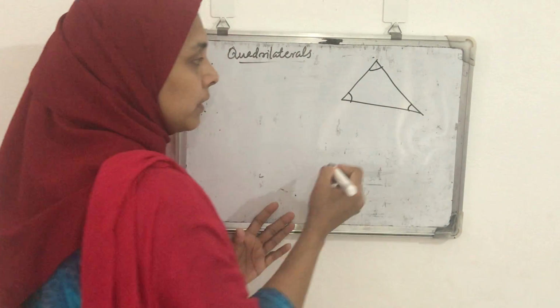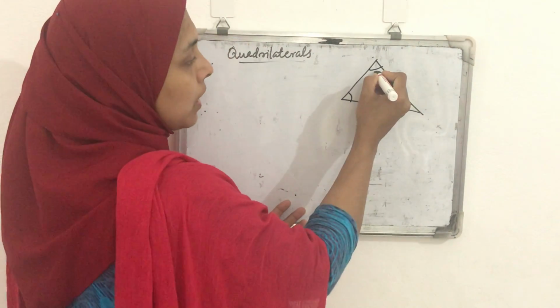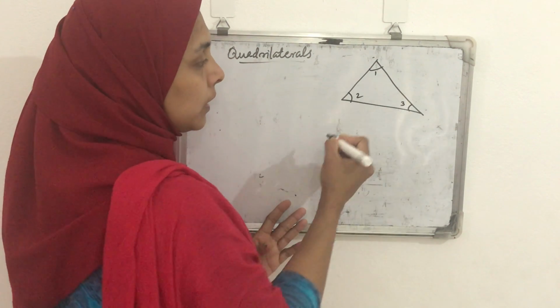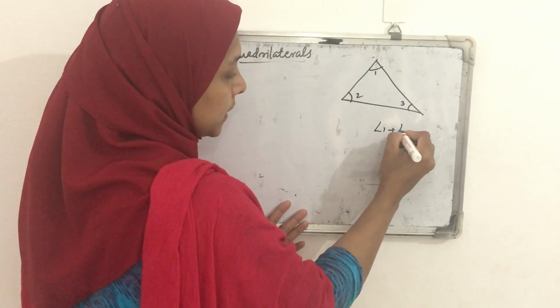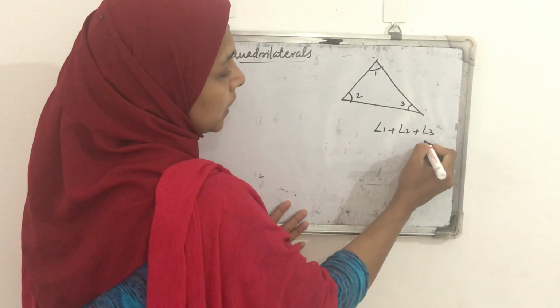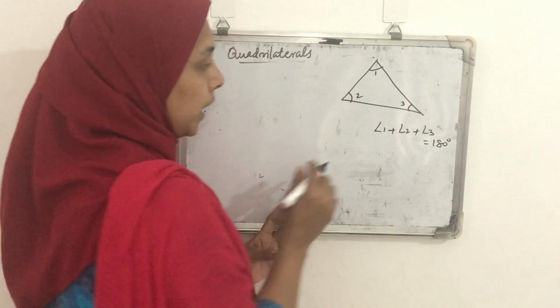That we already learned. What is the sum of the 3 angles? Angle 1, angle 2, angle 3. Its sum always will be 180. Angle 1 plus angle 2 plus angle 3, it will be 180 degrees.